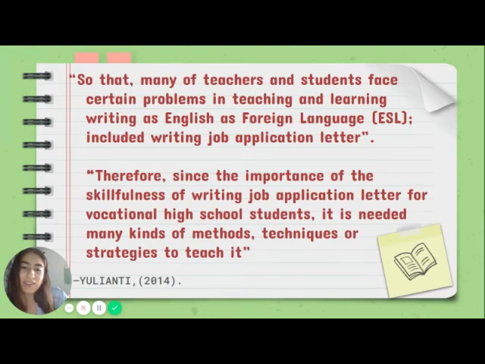And finally, regarding the activity itself, in 2014, Giuliani recognized that an issue that ESL teachers face is to teach the job application letter, and that it's also difficult for students to write it. Therefore, since the skillfulness of writing job application letters is important for vocational high school students, many kinds of methods, techniques, or strategies are needed to teach it.